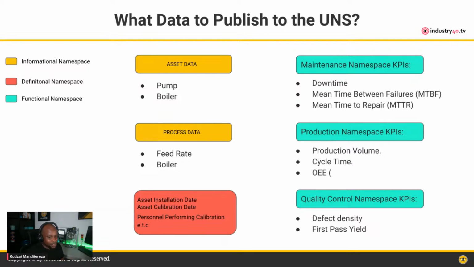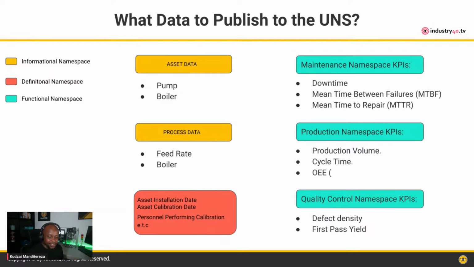Now, that information is not of so much use if it is presented at the end of the day, end of the shift, or end of the week. This is the information that is crucial for you to be able to make real-time decisions. That is why this is the kind of information that needs to live in your unified namespace. So for example, in the production namespace, we're talking about overall equipment effectiveness, cycle time, production volume. This is the kind of information that is needed to make decisions.